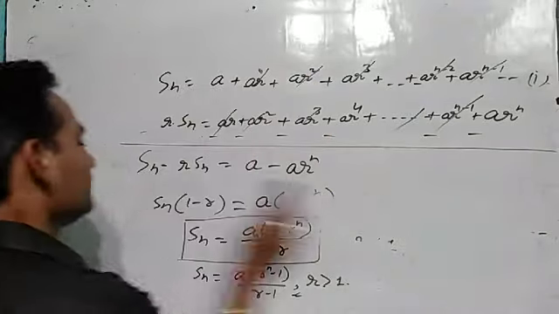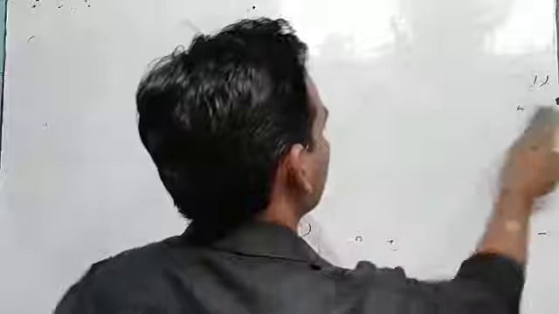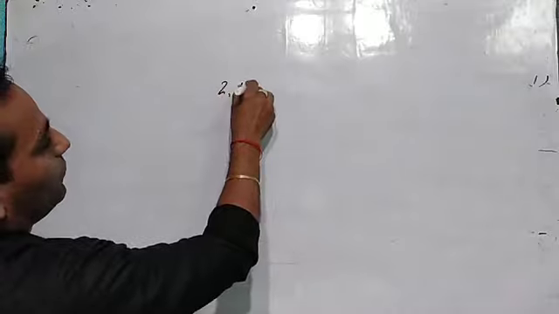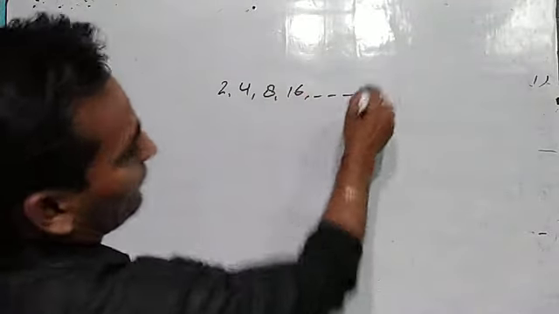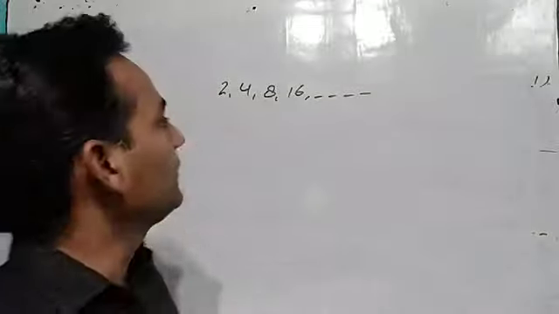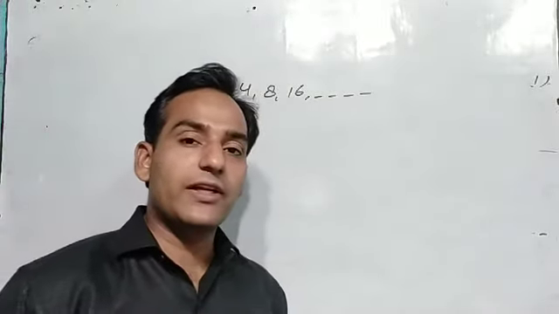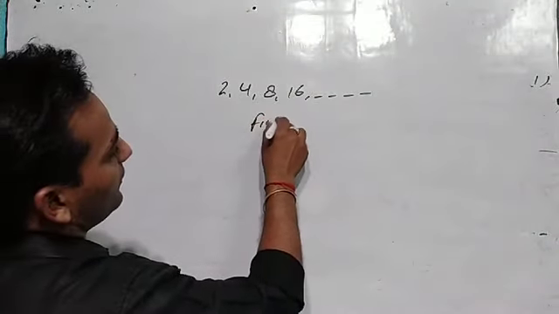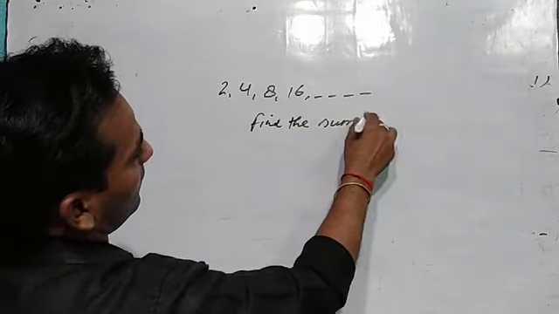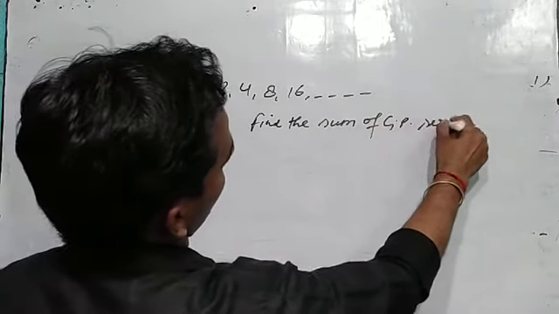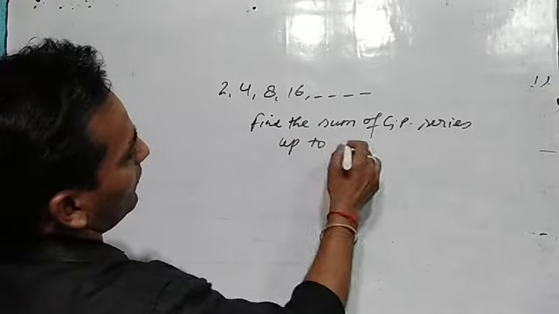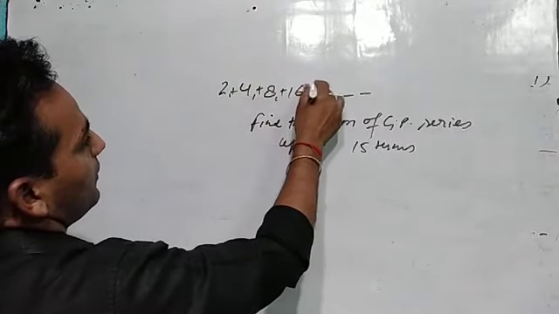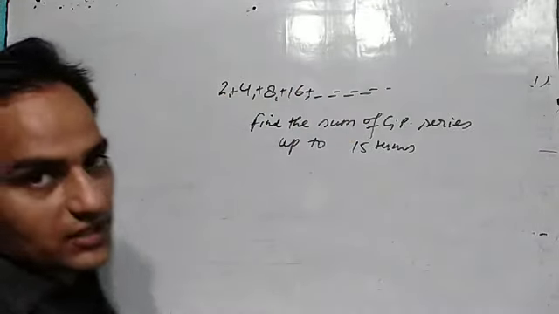Let us take one example on this also. So if we have 2, 4, 8, 16, the same GP series I have taken, then we have to find the sum of the GP series up to 15 terms. So what will be the sum of this GP series up to 15 terms? Okay, this is the GP series given.